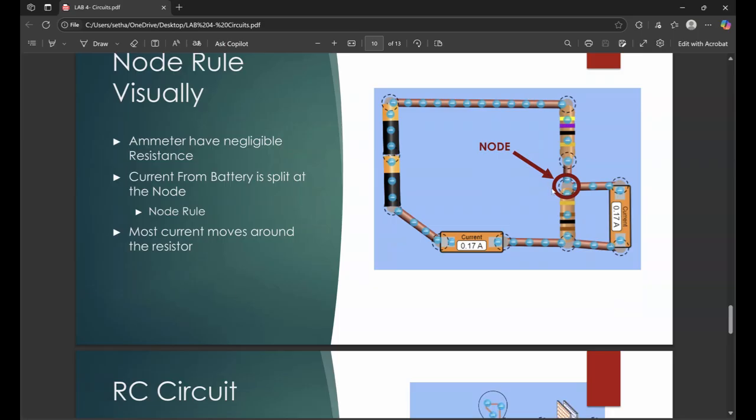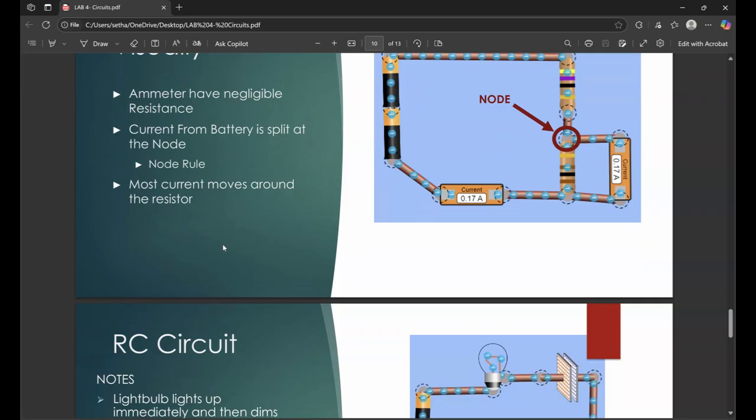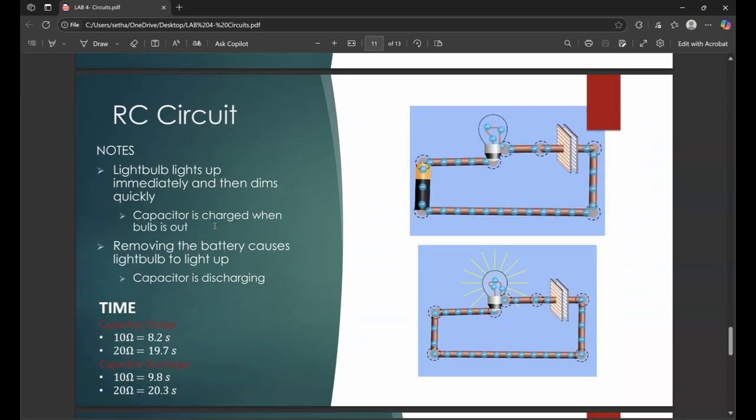So for the RC circuit, the light bulb lights up immediately and then dims quickly. The capacitor is charged when the bulb is out. When we remove the battery, that causes the light bulb to light up because the capacitor is discharging. So time-wise in this circuit, 10 ohms took 8.2 seconds and 20 ohms took 19.7 seconds to charge up. Discharge-wise, for the 10 ohms, it took 9.8 seconds, and for the 20 ohm resistor, 20.3 seconds.